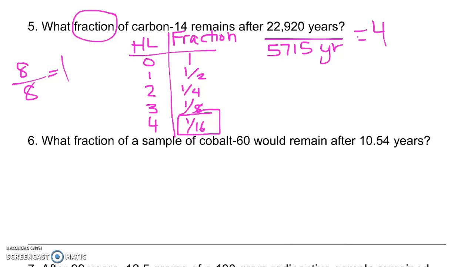The biggest I've seen them go is 5 half-lives. So notice that the denominator keeps multiplying by 2. If you ever get a question where 5 half-lives go by, my fraction would be 1/32. And that's the furthest I've ever seen them go with fractions. Okay, so if you guys can pause this, try number 6. It's similar to number 5.